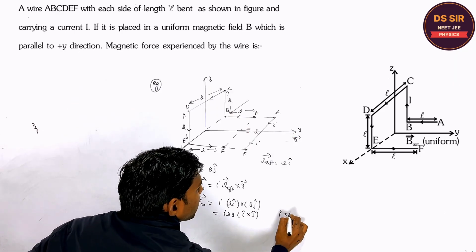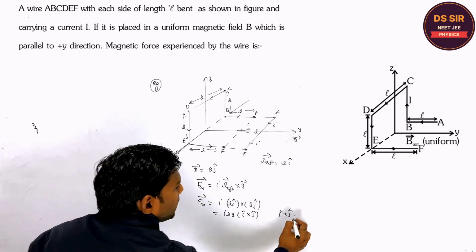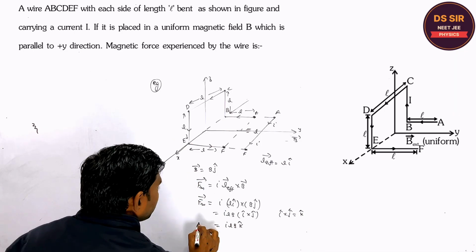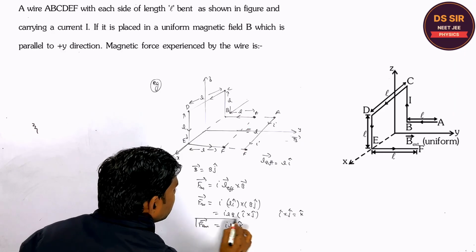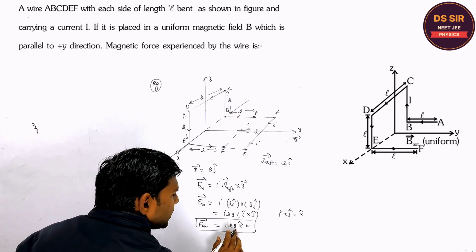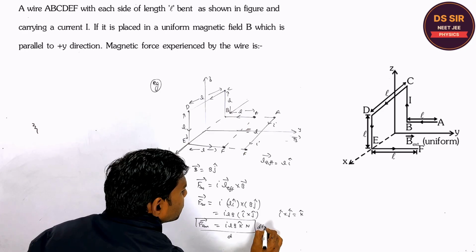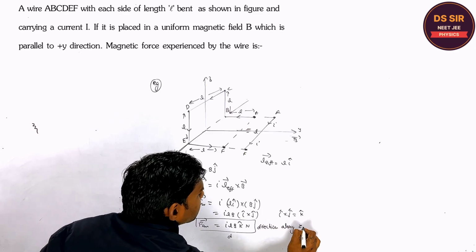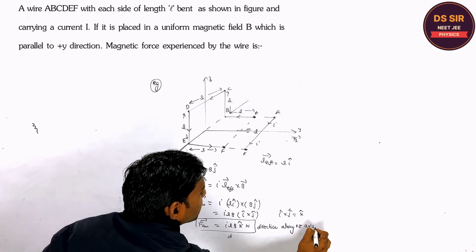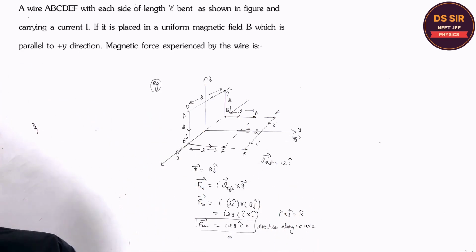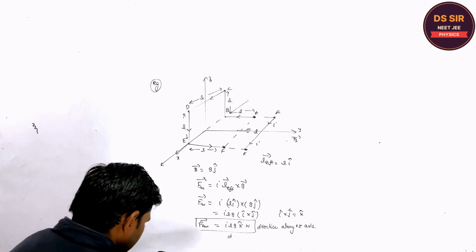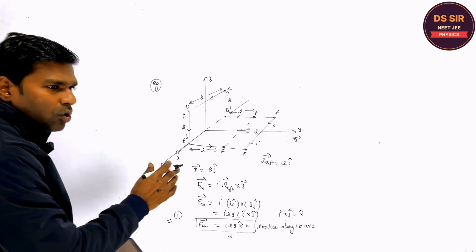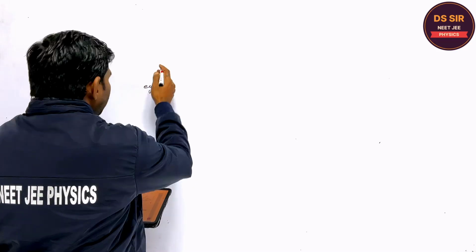What is I cross J? K cap. So it is ILB into K cap. This is the magnetic force vector in Newton, and its direction is along the plus z axis. Is it clear? So which option is the correct option, please tell? So the first option is the correct option, right? Copy this.